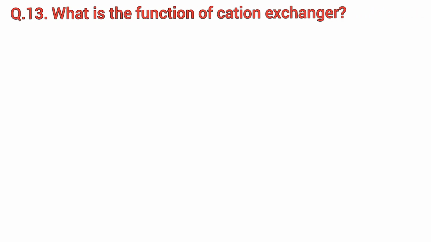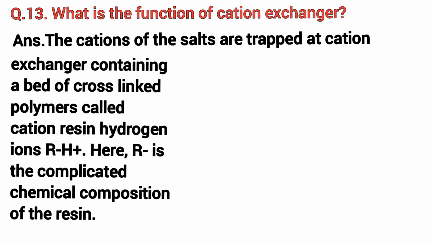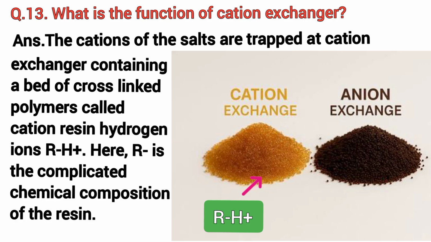What is the function of the cation exchanger? The cations of the salts are trapped at the cation exchanger containing a bed of cross-linked polymers called cation resin. Hydrogen ions are H⁺. Here, R⁻ is the complicated chemical composition of the resin.